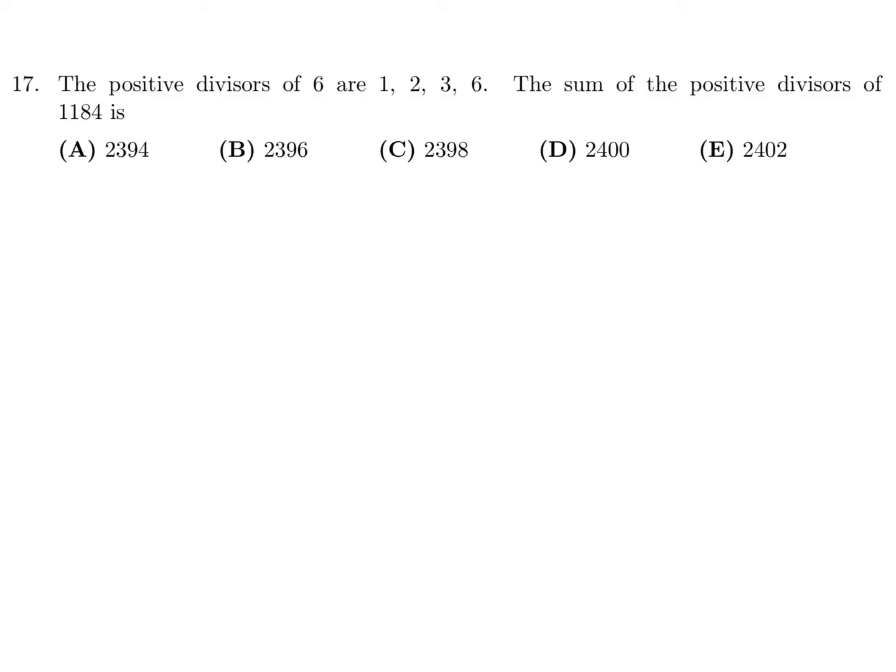The positive divisors of 6 are 1, 2, 3, and 6. The sum of the positive divisors of 1,184 is... Okay, so we've got to first write out all the positive divisors, and you guys can do that. I'm certain you can write out all the positive divisors. And this is a Canadian exam, right? Yeah. So the good news on the Canadian exams is that you can use a calculator, which definitely makes your life, I think, a little bit easier.